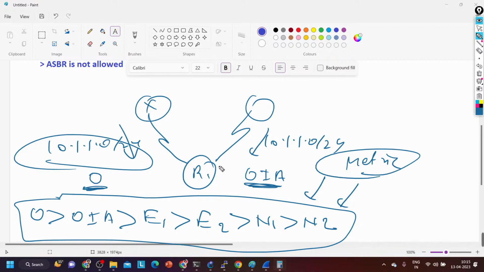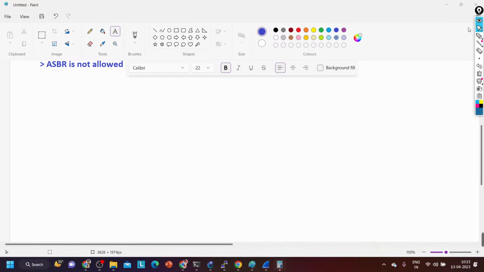If router 1 is getting a route from both sides with the same symbol O, then the router will check what? Metric. Okay. Done. Yes, sir.